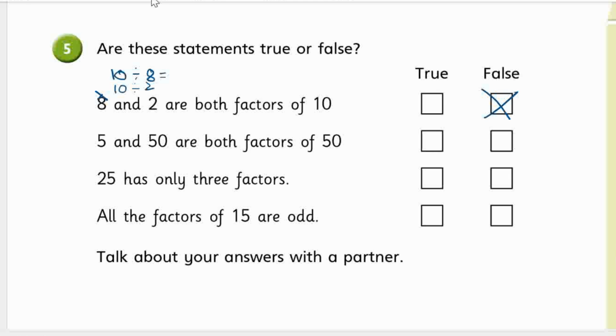5 and 50 are factors of 50. Is 5 a factor? Yes, 5 goes into 50 10 times, and 50 goes into 50 1 time, so that's true. 25 has only 3 factors.